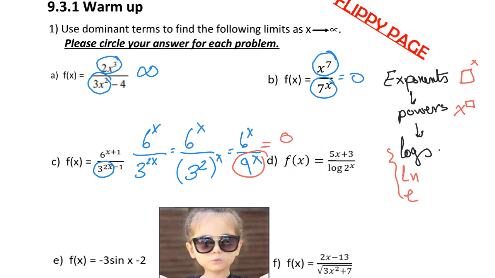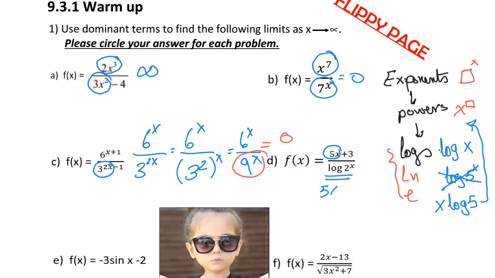Now, the tricky question is coming up next, which is D. The dominant term from the numerator is 5x. The dominant term from the denominator is log of 2 to the power of x. But remember, I know that powers beat logs, but this is not a log expression. A log expression would be in the form of log of x in any base. But log of 5 to the x is not a log expression, because it's x times log of 5. So it turns into a power expression.